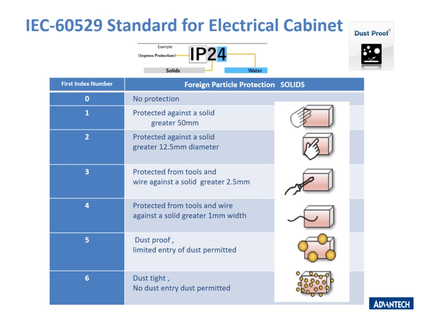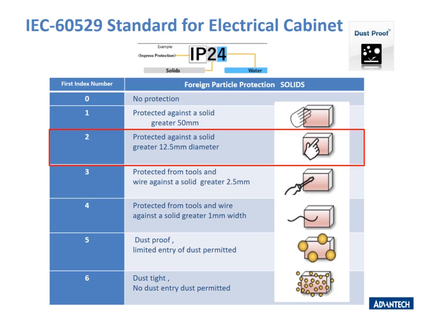Ratings are defined by the letters IP followed by 2 digits. The first digit is related to the protection against ingress of solids. The number indicates conformity with the conditions summarized in the tables below. For instance, the number 0 means there is no protection, and the number 6 means protection against the ingress of dust, dust tight. For example, an electrical cabinet rated with IP2X is protected against a solid greater than 12.5 mm diameter, which can be fingers, and they will not be damaged.